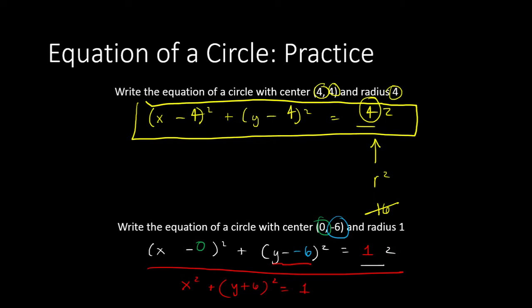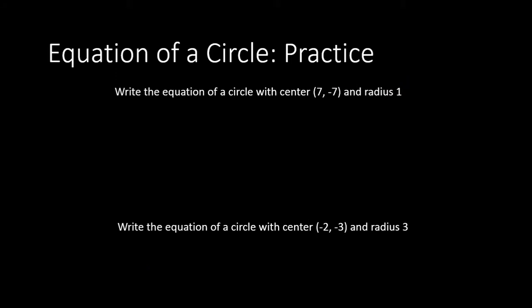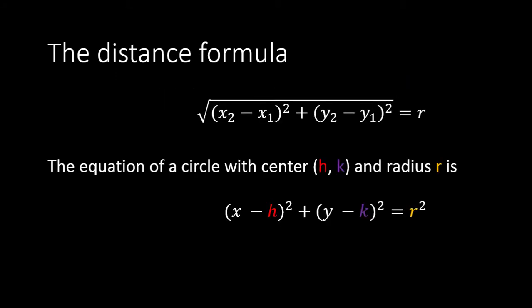I could write it just like this, or I could add the squared. It's an equivalent expression either way. There's my equation for this circle. So you can see when you are given the center and you are given the radius, it's very easy just to fill in the information. Let's move on to the distance formula.